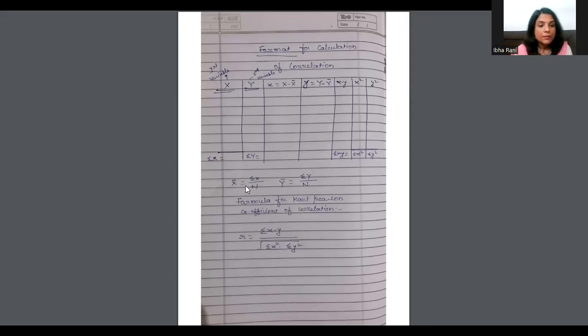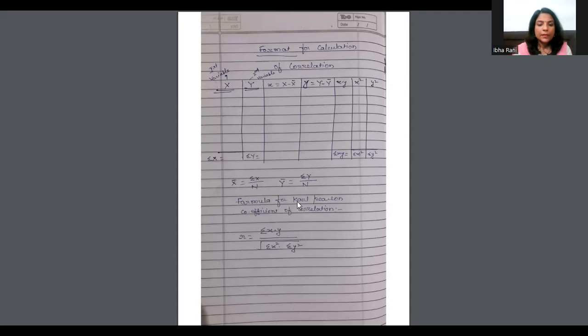Now x average, you know the mean of the x variable, we can calculate as summation of x divided by n, by adding all the values of the x variable divided by the number of observations, and in the same way we can calculate the average of the y variable. Here in the next, I have given one example and I will tell you how to calculate Karl Pearson's coefficient of correlation.